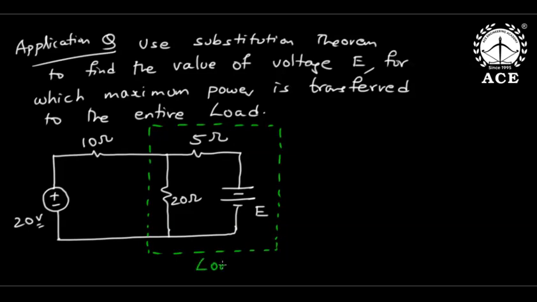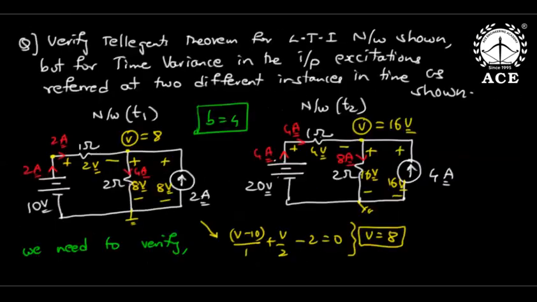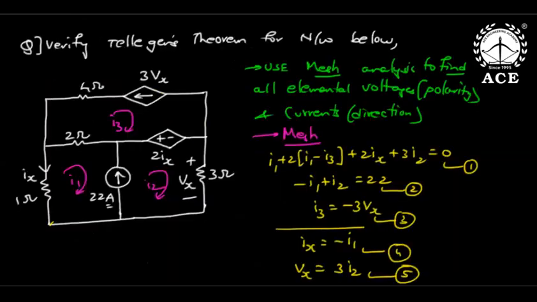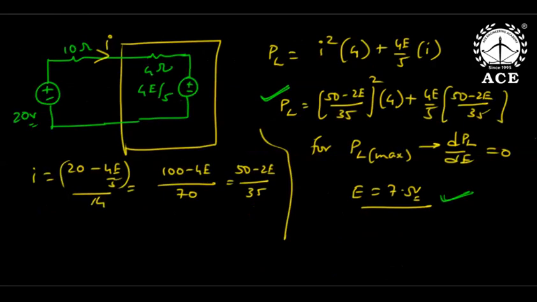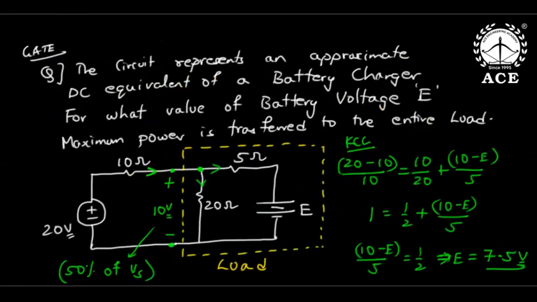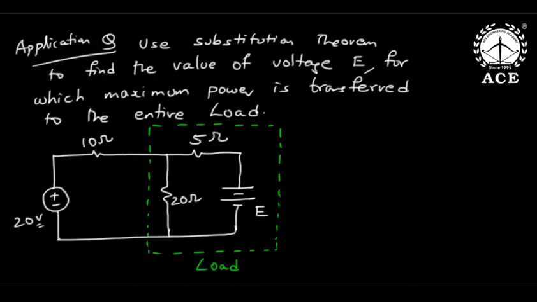See, this green box is the entire load. You remember yesterday we did this problem in the maximum power transfer theorem? Yesterday we did this same problem, but now I'm asking you to do it by the substitution theorem: determine the value of voltage E for which maximum power is transferred to the entire load. Yes or no? This is very, very interesting.